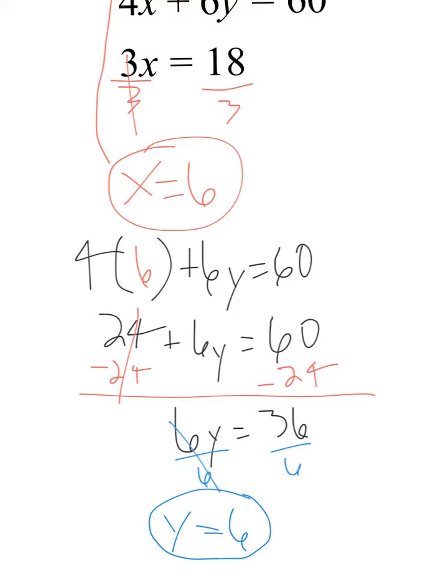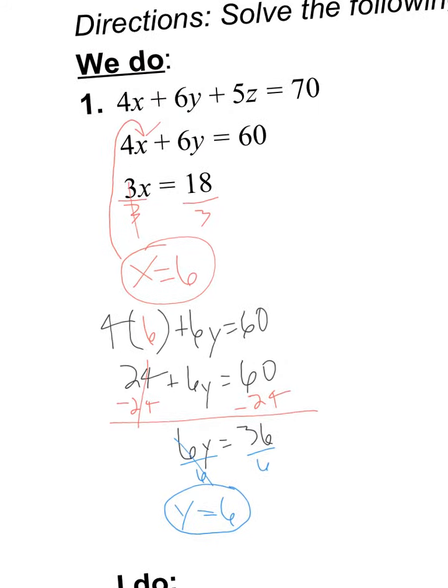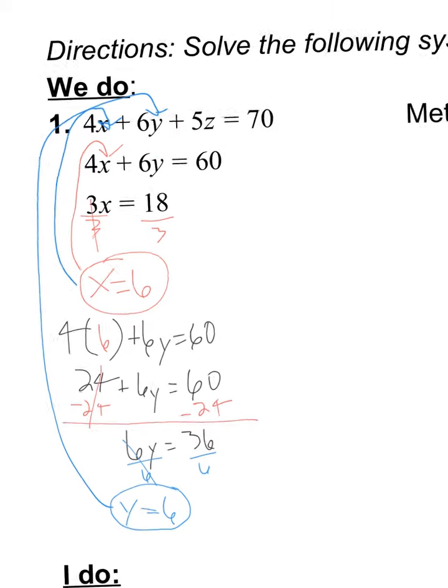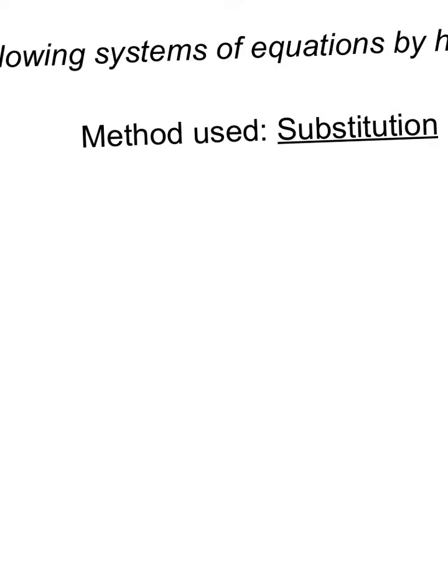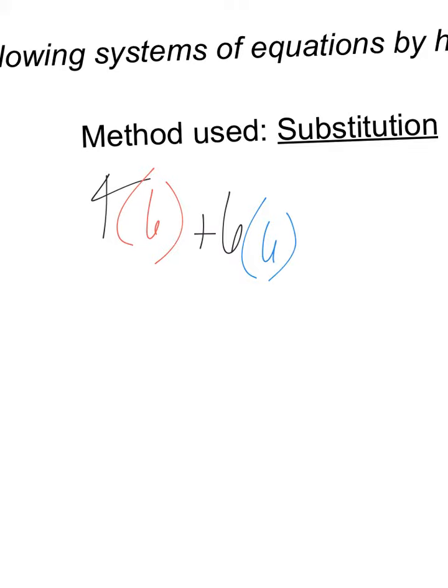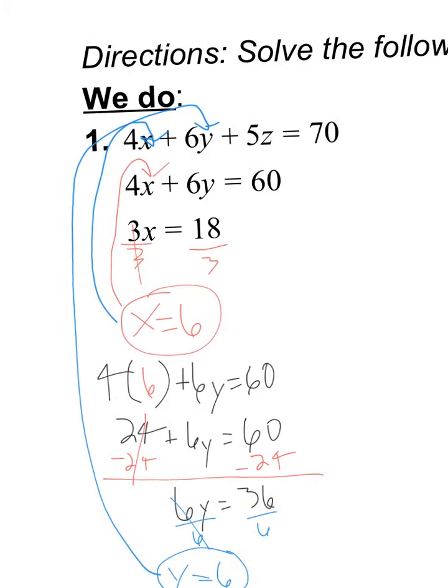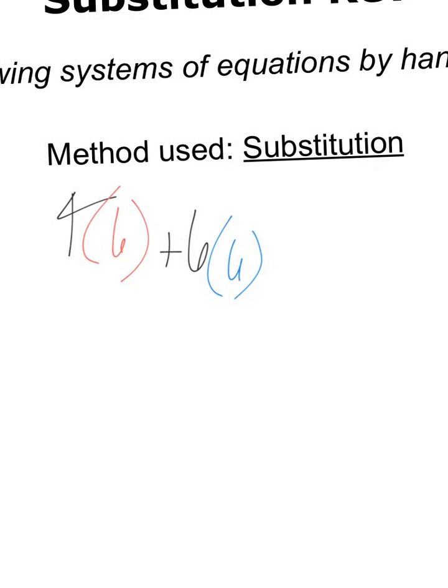So now I know to plug in 6 for y and 6 for x. So I got 4x plus 6y. So 4 times 6 plus 6 times 6 plus 5z equals 70. So plus 5z equals 70.